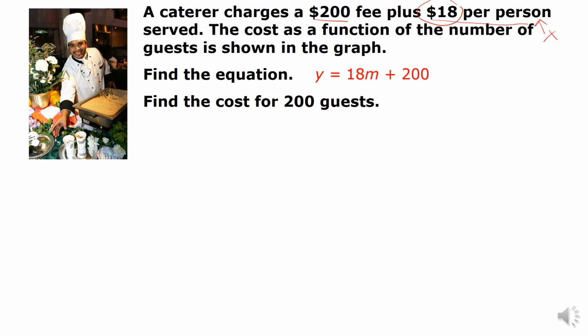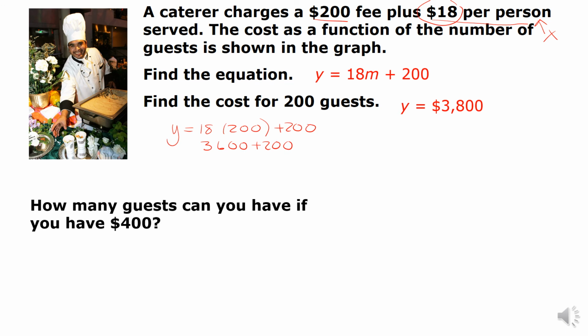So the first thing they're going to ask is find the cost for 200 guests. Well, since guests are the m, we're going to go y equals 18 times 200 plus 200, and that would be 3,600 plus 200 equals $3,800.